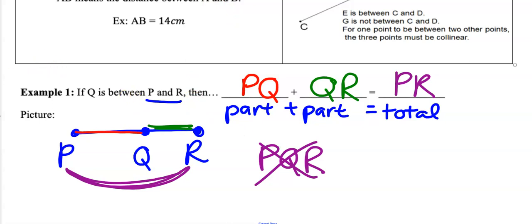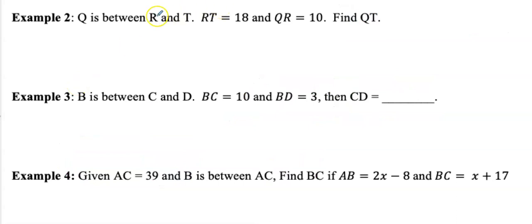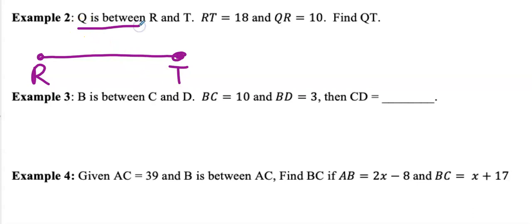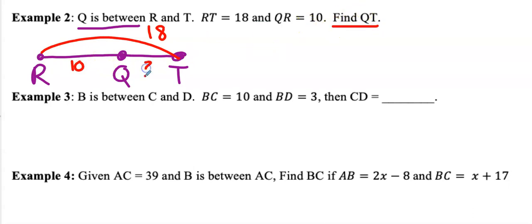So number 2. Q is between R and T. So primero, dibujar, draw a picture, R, Q, T. Q is between, so Q is in the middle in between them. Okay? So siempre, always draw a picture, dibujar un picture first. RT is the total. Total is 18. Okay? So draw a line connecting them. The total is 18. QR, so this first part is 10. Okay? Find QT. So you're going to say, I don't know QT.